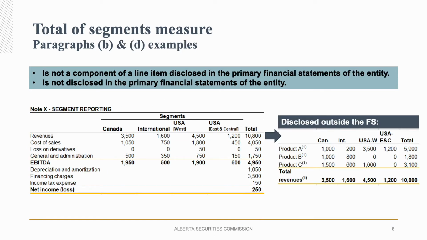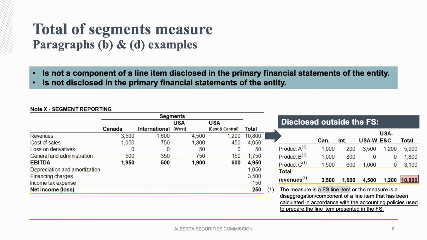For paragraphs B and D of the total of segments measure definition, I have an example of information that has been disclosed outside of the financial statements in the table on the right. As you can see, total revenue is disaggregated into the individual revenues for products A, B, and C. And because total revenues is an amount from the primary financial statements, it does not meet paragraph D of the total of segments measure definition.